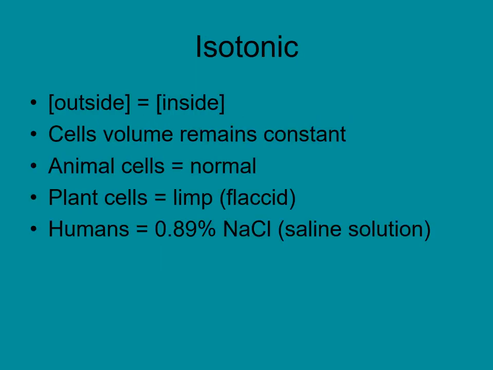In an isotonic solution, the concentration of the water and the solute outside the cell is equal to inside the cell. So the cell volume of water is going to remain the same. You're going to have flow back and forth, but it's going to be equal. This is a normal, healthy situation for animal cells. For humans, an isotonic solution is 0.89% sodium chloride. That is what saline solution is. So this is normal conditions.